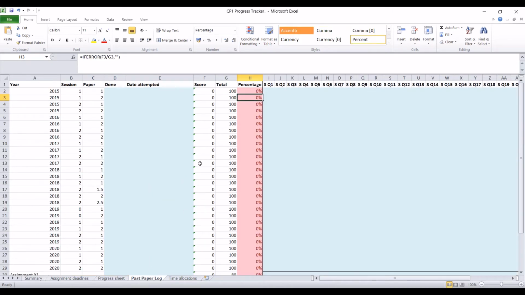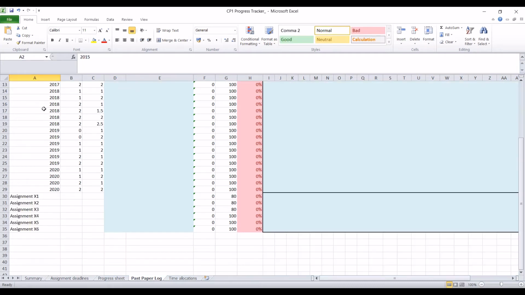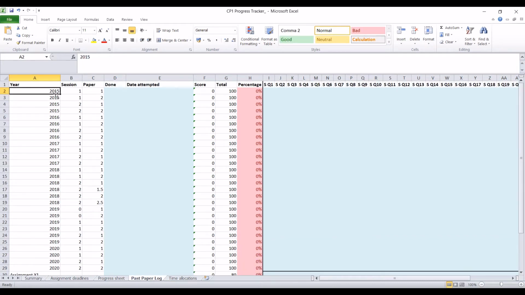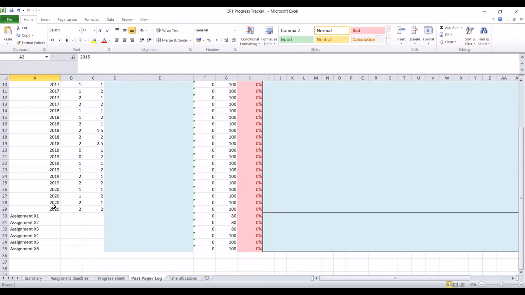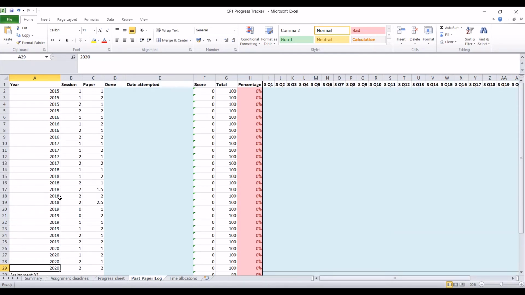Over here, I've got my past papers log, which is for all the past papers that I plan to attempt. The first one here is from 2015. I'm planning to do all the past papers from 2015 to 2020. So I've downloaded them off the Institute and Faculty of Actuaries website, and I've recorded that in the year 2015 for the April sitting paper 1.